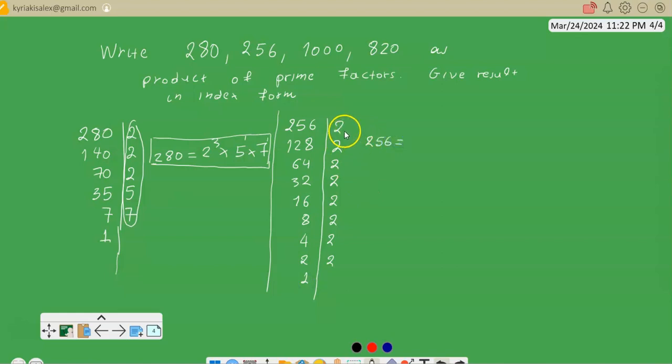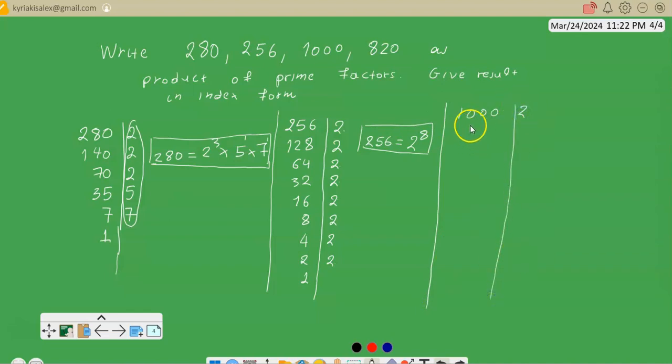256 equals, we have 1, 2, 3, 4, 5, 6, 7, 8: 2 to the power of 8. We can verify, so this is 2 times 2, 4, times 2, 8, 16, 32, 64, 128, 256. Let's go to the next one, which is 1000.